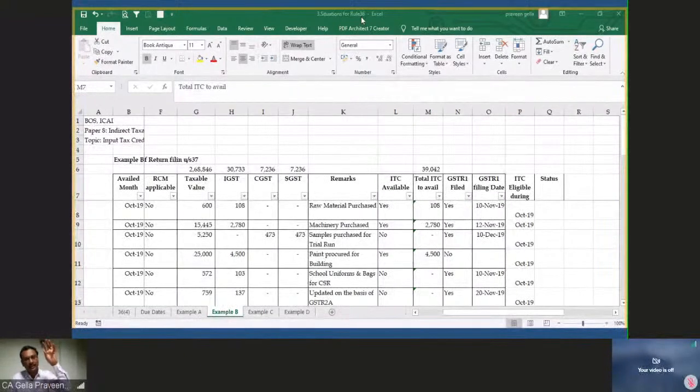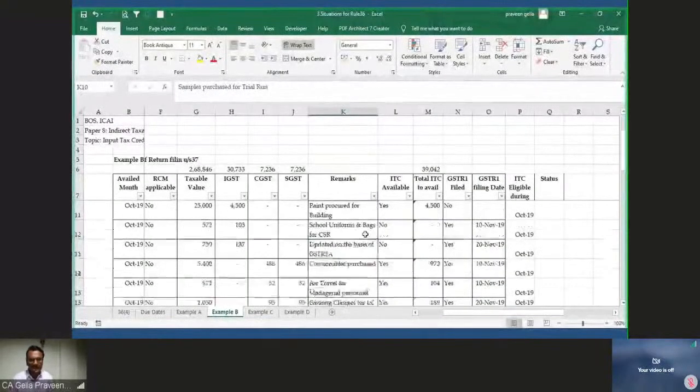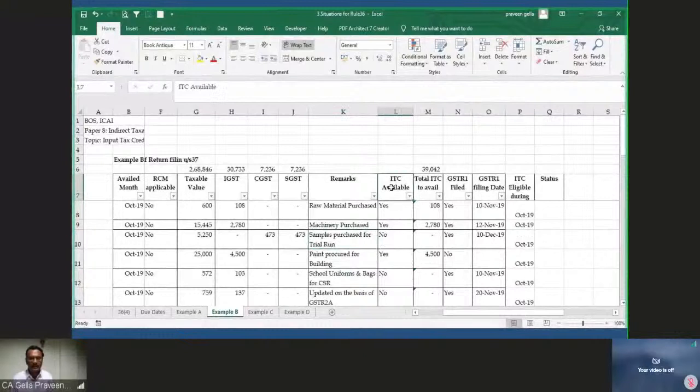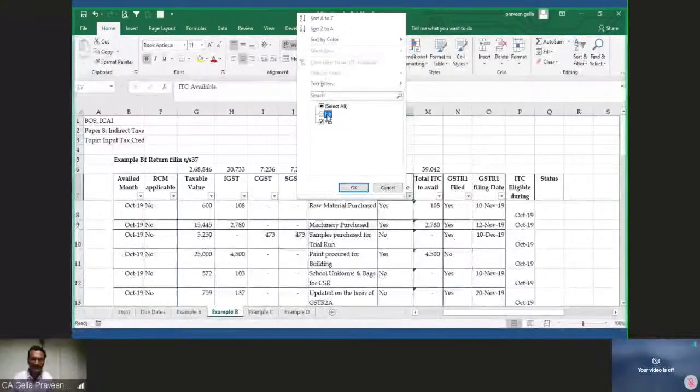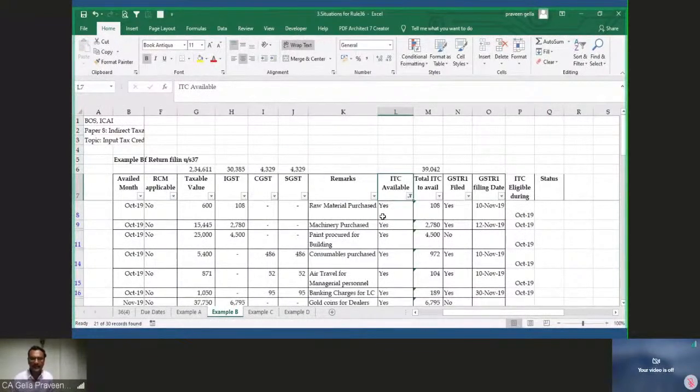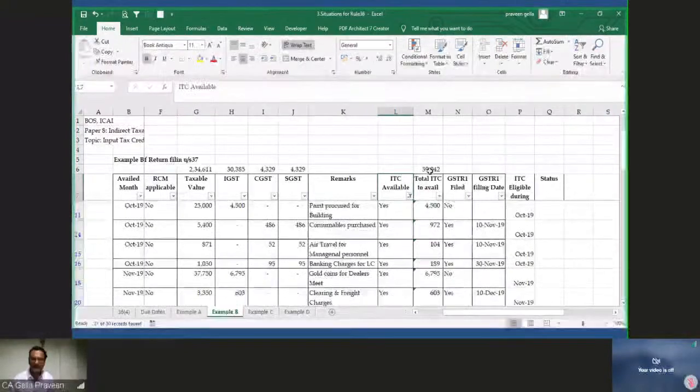I need to copy my answer of yes or no from example A and come to example B. Yes. Hope we can go ahead. Good. Vinod says 39042. Okay. Now I'll start my Excel. See here. Can you filter ITC available? Yes. Everyone, in this column, just filter ITC available. You'll still get the answer 39042. Everyone, filter this column L wherever the answer is yes.